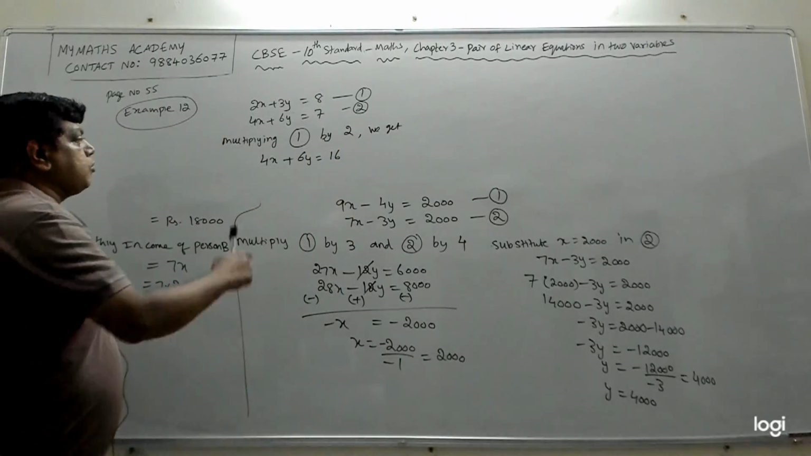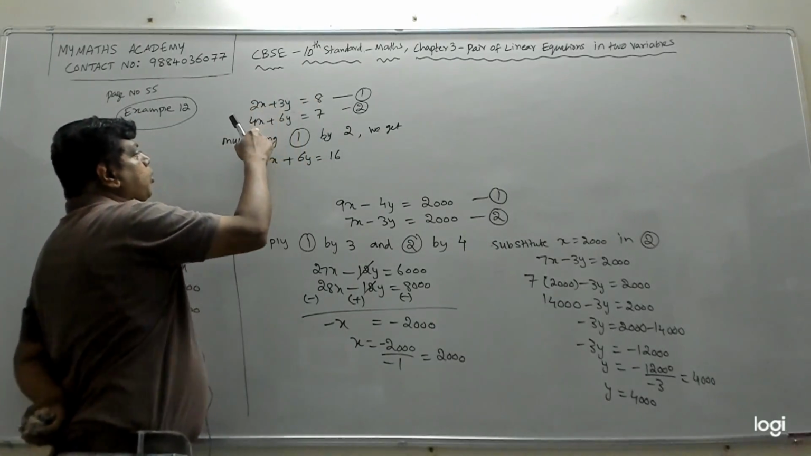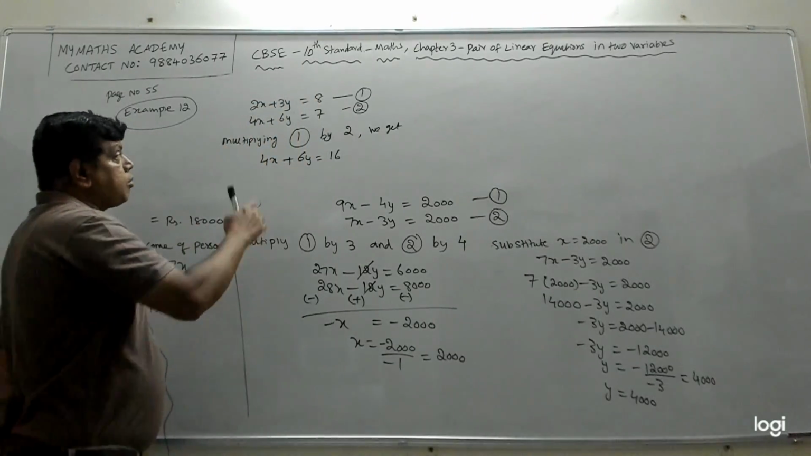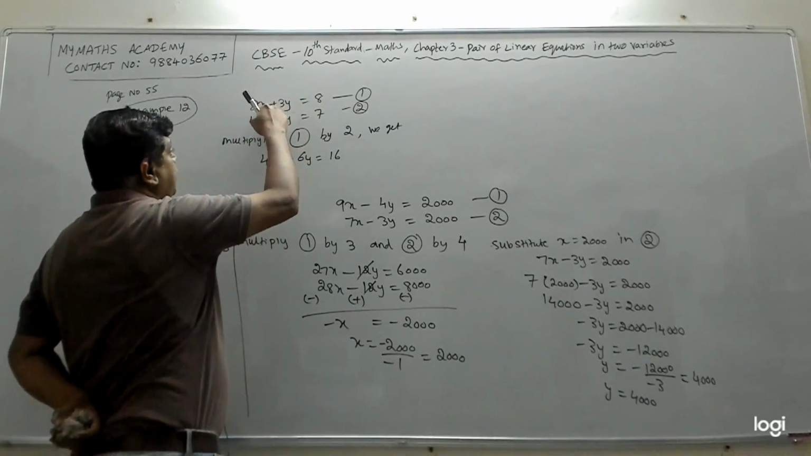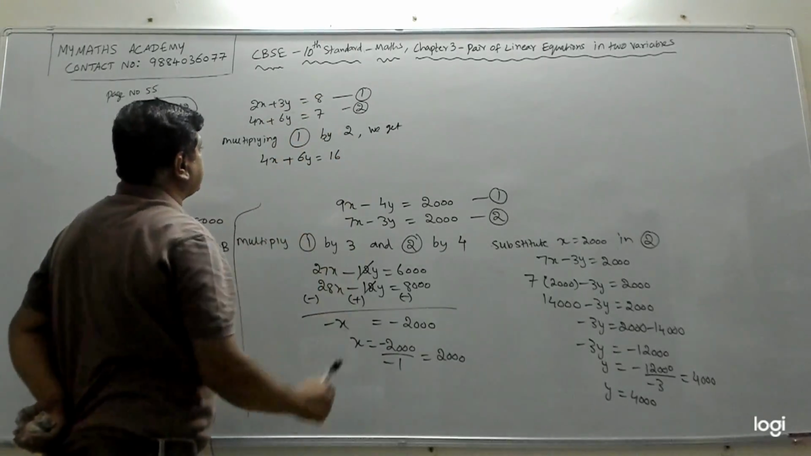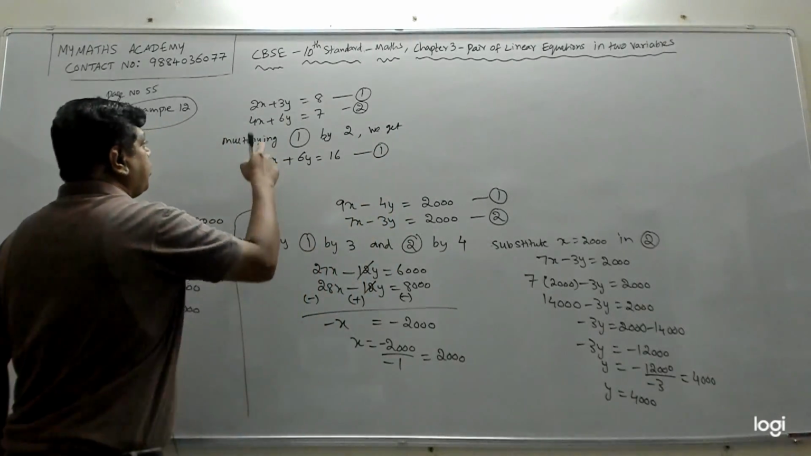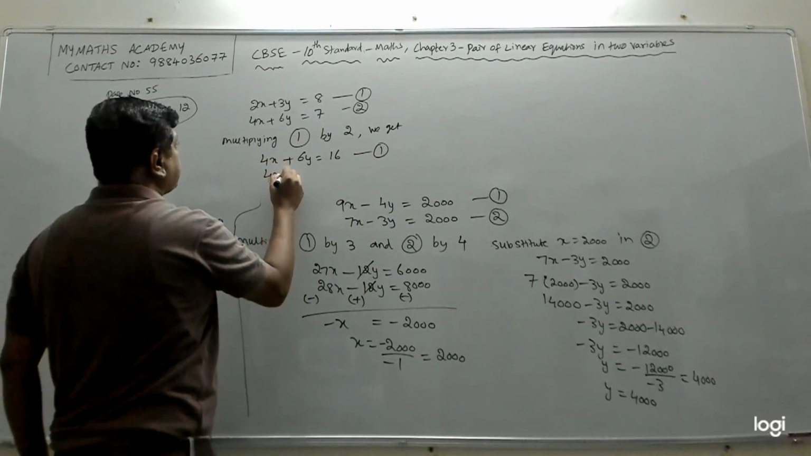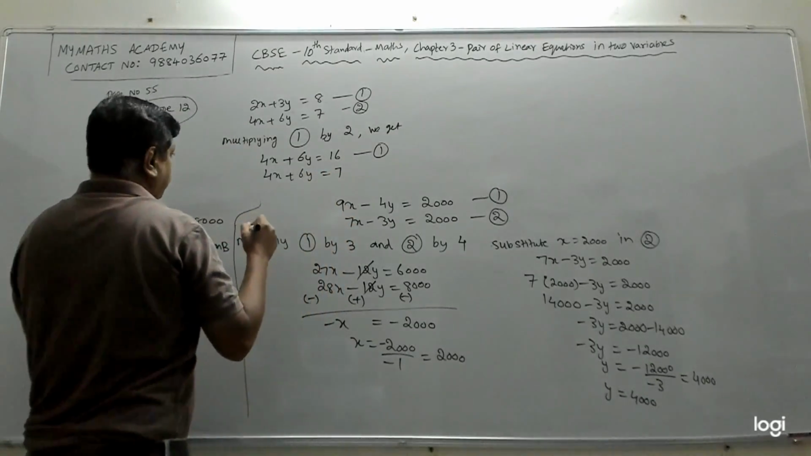When you multiply, you have to multiply every term. You can't multiply only this alone by 2 and make it 4x. When you are multiplying one term by 2, you have to multiply every term by 2. This by 2, 4x, 3y into 2, 6y, 8 into 2, 16. You can still call this equation 1, it doesn't matter. Now equation 2, I will write as it is. Fine.